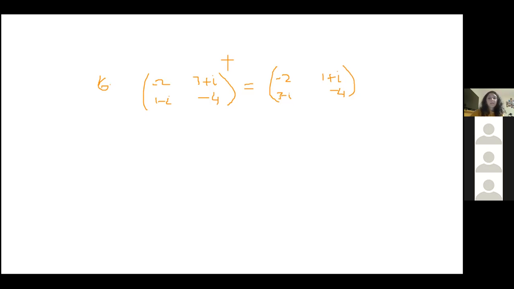Next, I'm looking at number 17, and the question asks for the inverse of the matrix. So, oh my God, I've lost my screen. Sorry, bear with me a moment. Okay, there we go. You can still see my screen, right?